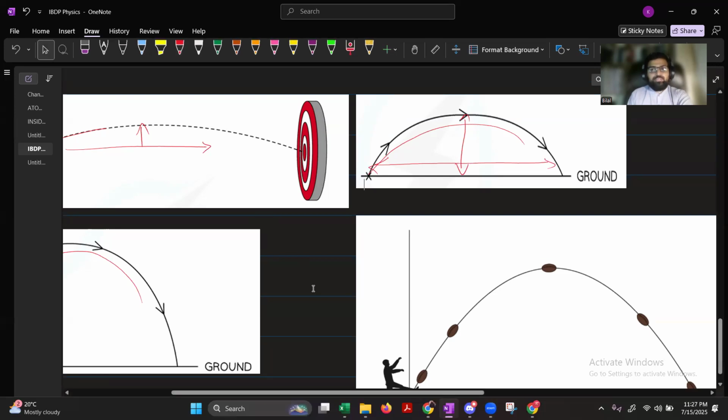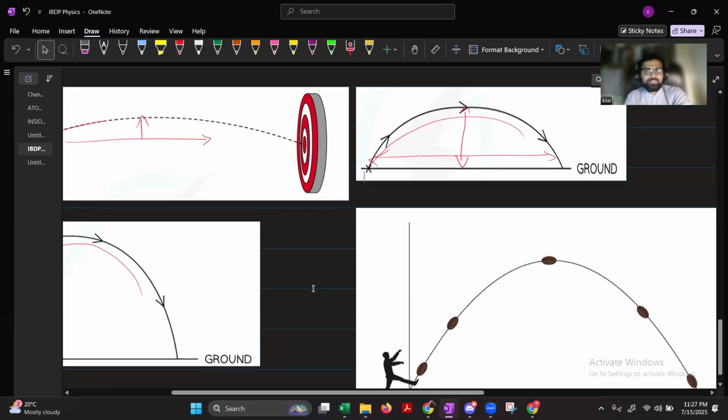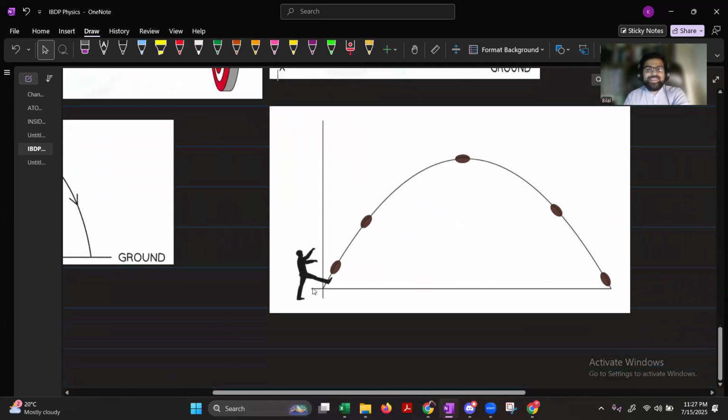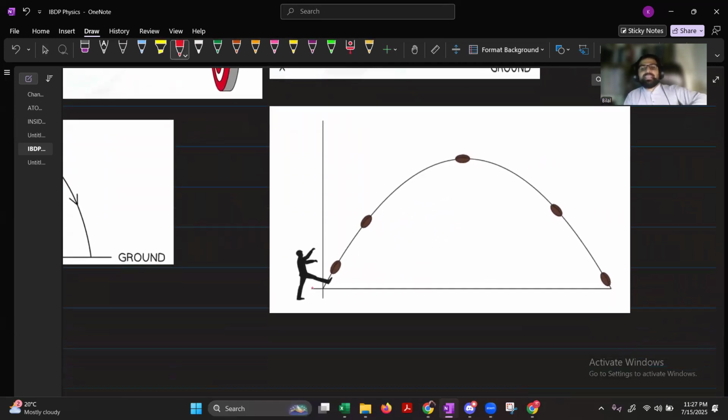And if you are interested in soccer, or if you are a fan of Ronaldo or Messi, whenever someone kicks a football, let's say a goalkeeper kicks a football in the air, the path of the football is also a projectile. Actually, this curved shape is known as a parabola.